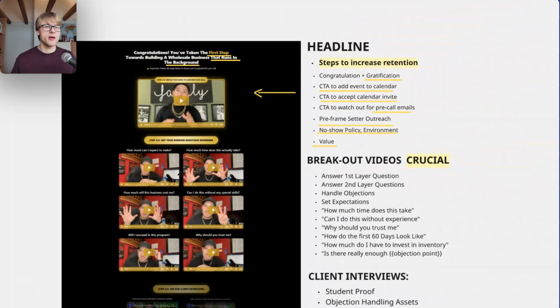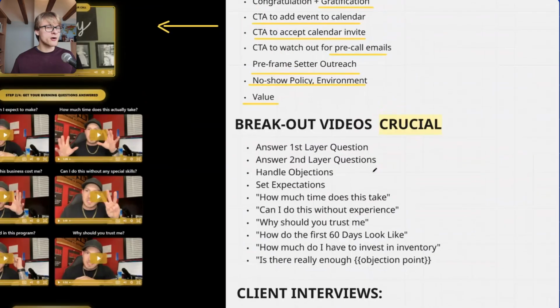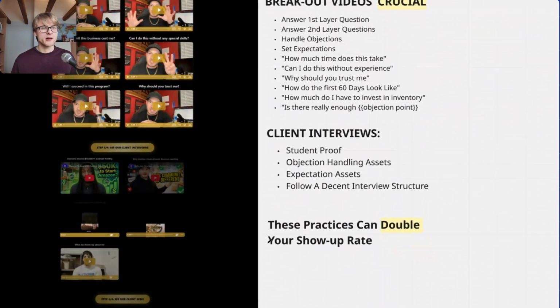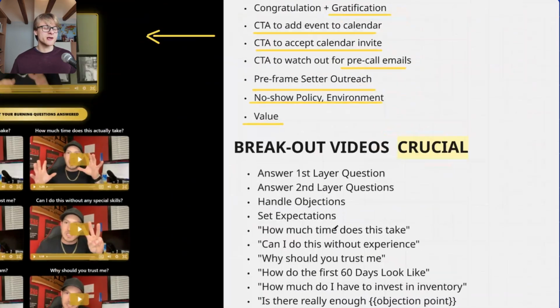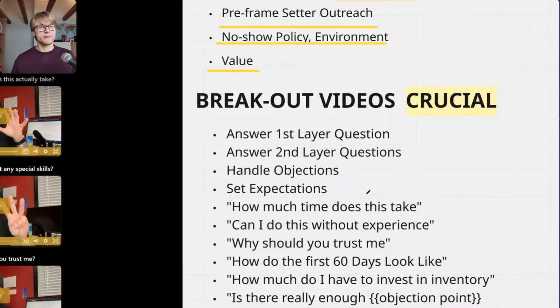And then we tell them to scroll down on the page, where they then essentially see our breakout videos, which are FAQ videos, and they are crucial. So you can literally, just by implementing these practices, double your show rates with this. And double show rates means doubled revenue for you if the other stuff stays the same. Okay. So what we do essentially is we answer first layer questions with our show videos, second layer questions about the business model. So this would then be the in-depth steps.